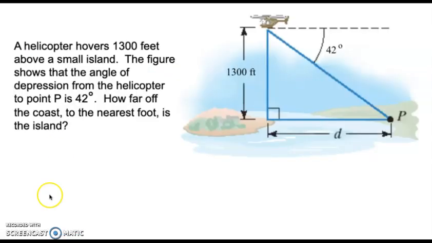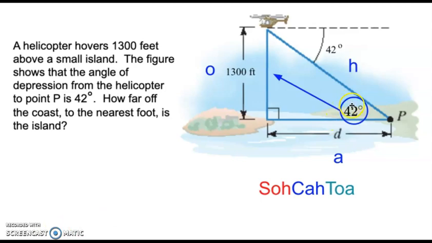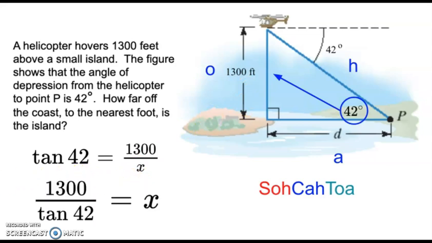So let's take a look at it. Because this is parallel to the ground, angle P will be 42. Setting up our triangle from there. This is opposite. Adjacent is D, and the hypotenuse is H. So we're looking for D, which is A, and we're given O, so O and A is tangent. So we write tangent of 42 equals 1,300 divided by X. To solve for X, you divide 1,300 by tangent of 42 in degrees, and you'll get approximately 1,444 feet.